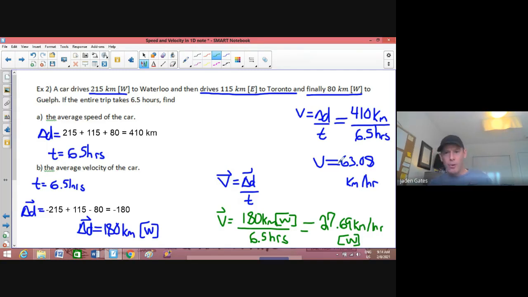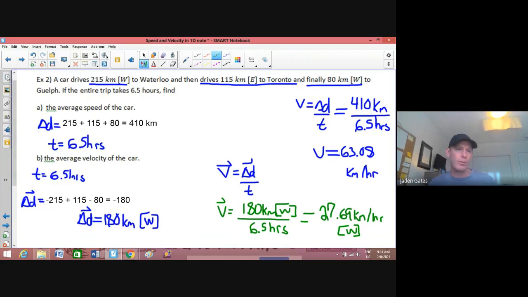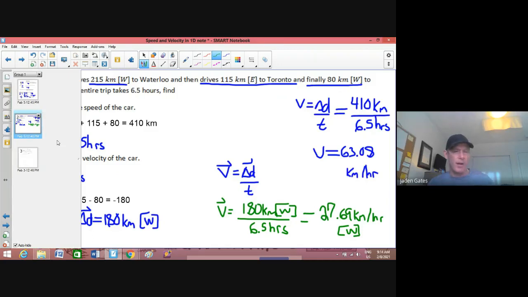So here's an example where our speed and our velocity, the magnitude of them, is not the same. The magnitude is only the same in one situation, and that is when you have uniform motion, where the object goes in the same direction and at the same magnitude for the entire trip. That is the only time where your speed and velocity will have the same magnitude. Of course, speed doesn't have direction, so they can never be the same.